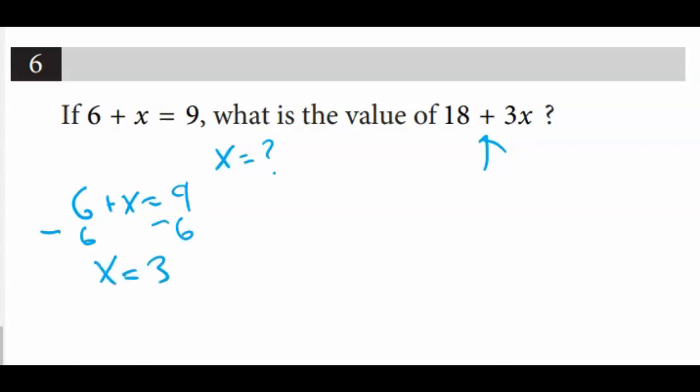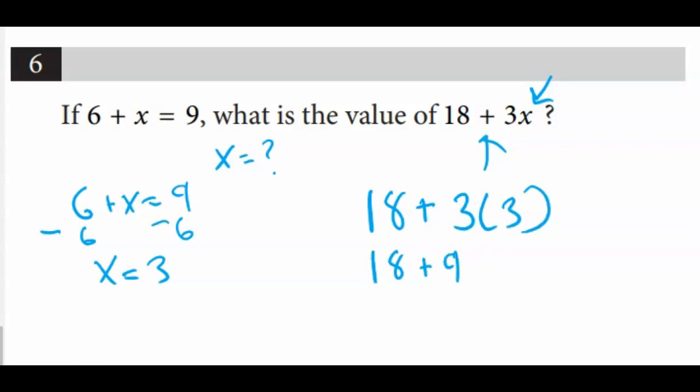And now knowing that x equals 3, we can plug it into this equation. And we get 18 plus 3 times 3. And that gives us 18 plus 9, and that equals 27. And that's why 27 is the correct answer for number 6.